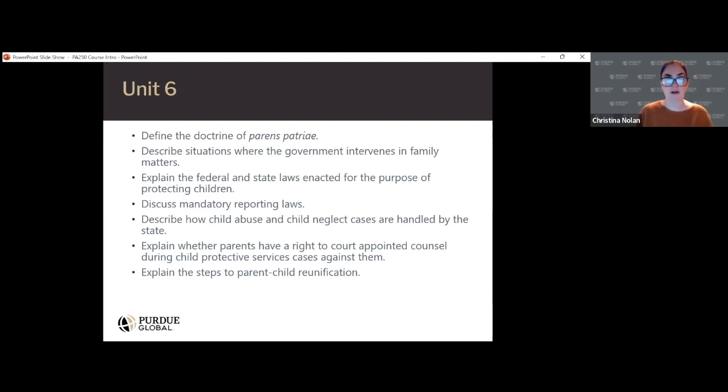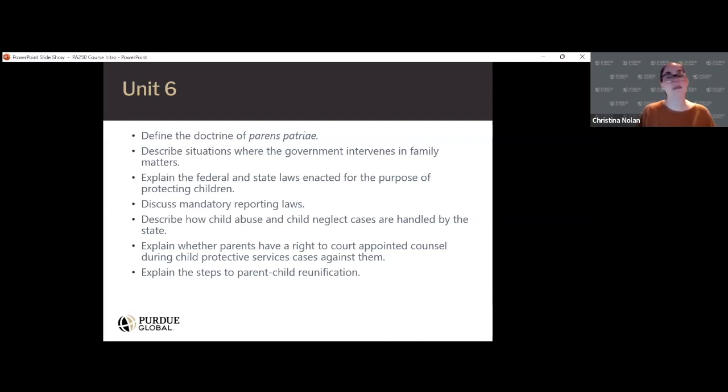Mandatory reporting laws. This is important in many disciplines. How are child abuse and neglect cases handled by the state? This could vary from state to state, and we'll look at some state laws. Also, a very key issue here: do parents have a right to court-appointed counsel during child protective services cases against them? Believe it or not, they don't necessarily have this right. And when you think about it, the stakes are pretty high. They could lose their child.